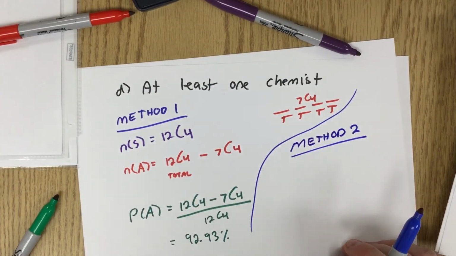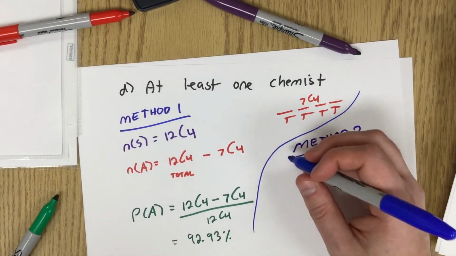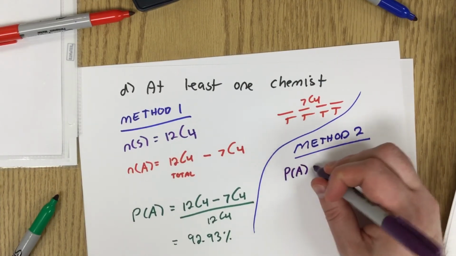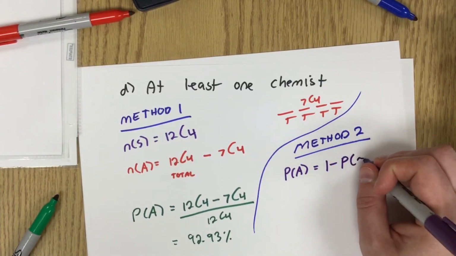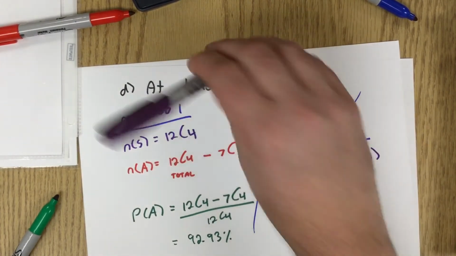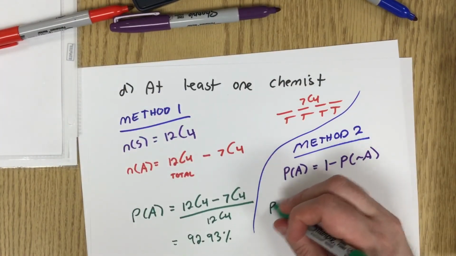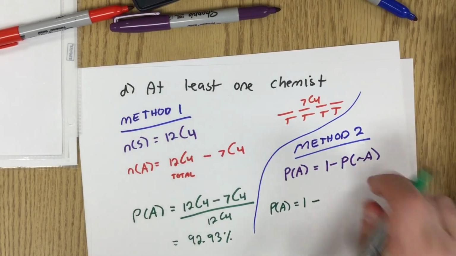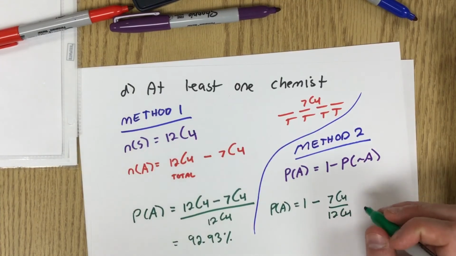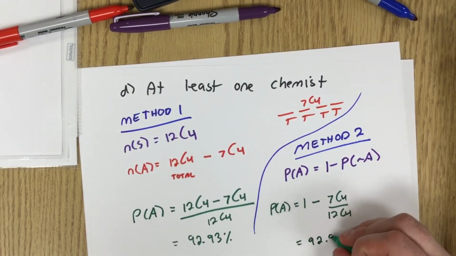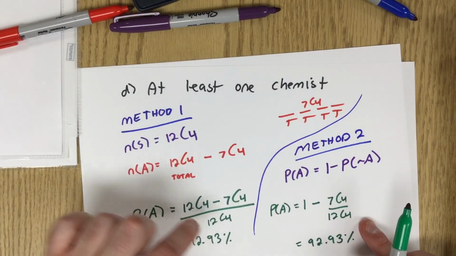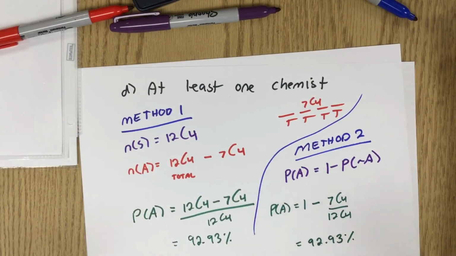Method 2 is we're going to say that the probability of getting what we want is 1 minus the probability of not getting what we want. What we don't want here is the 4 techs. So the probability of getting what we want would be 1 minus the probability of getting no chemists, 7 choose 4 over 12 choose 4, which gives you the same answer, 92.93%. Note that this is essentially just these two divided: 12 choose 4 over 12 choose 4 is 1. It's another way of looking at it.